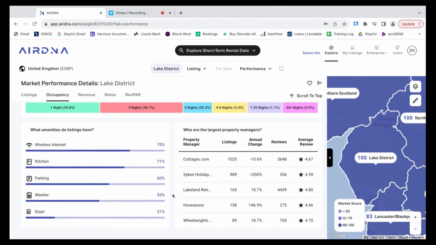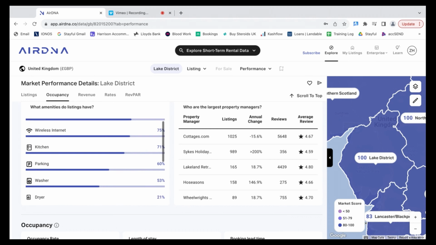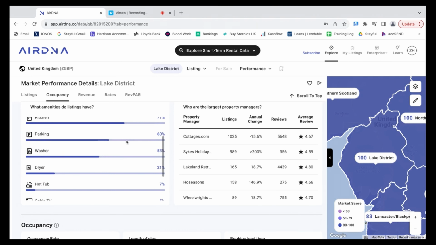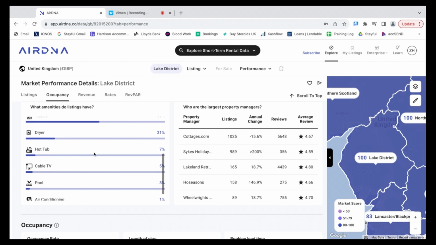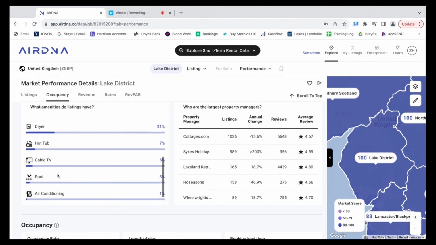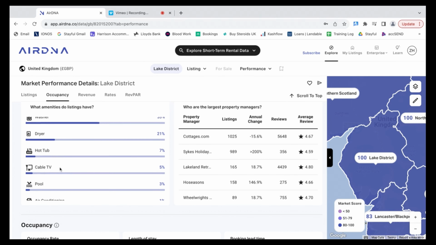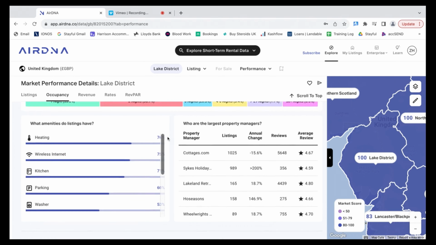Now you can see here what they're also made up of, things where we could potentially have a USP. Most of this is pretty standard, to be expected. But for example, cable telly, I don't really class as a USP. But if you look at things like a hot tub, if you had a hot tub or a swimming pool, these would be really quite useful USPs to have inside of your property.